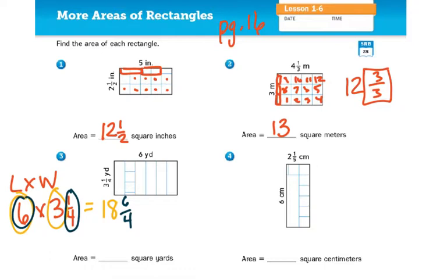But remember, we don't want to leave that as an improper fraction. We want to convert that to a mixed number. So 6/4, I know if I take 4/4 from that, because 4/4 would equal 1 whole, I'm going to add the 4/4 to 18 to get 19. And then when I subtract the 4 from that, I'm left with 2/4. So we would say that area would be 19 2/4.